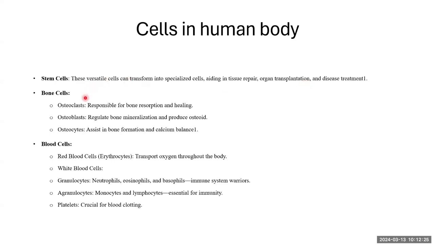Next is bone cells. There are different types of bone cells in our body. For starters, let's talk about osteoblasts, osteocytes, and osteoclasts. Osteoblasts are mainly the precursor cells that make our bones and deposit minerals in our bones. Osteoblasts get trapped when they become mature, when they start mineralizing in the bone. Each osteoblast turns into an osteocyte. Osteocytes are the working bone cells that assist in bone formation and calcium balancing.